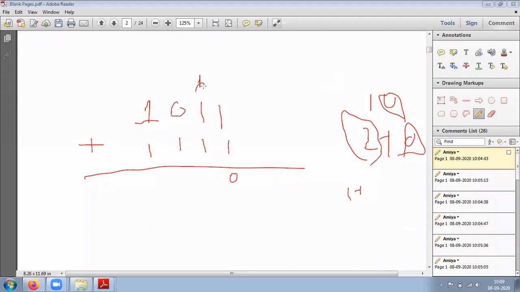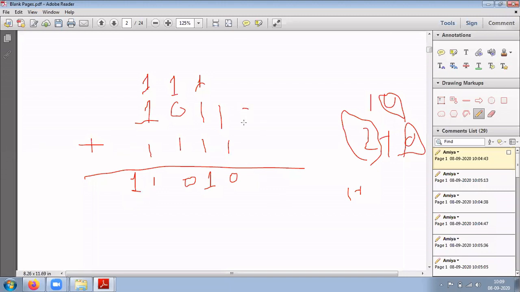Getting? This 1 comes here, then 1 plus 1 plus 1 is 3. Out of 3, what do I have to keep here and what do I have to carry, tell me? Keep 1 and carry 1. I will keep 1 and carry 1. Then this 1 will be added here. 1 plus 1 is how much? 2, which is 1 0. You have to keep 0 here and carry 1 here. Then 1 plus 1 plus 1 is 3. I have to keep 1 here, and 1 plus 1 is 1 1, and 1 is here.